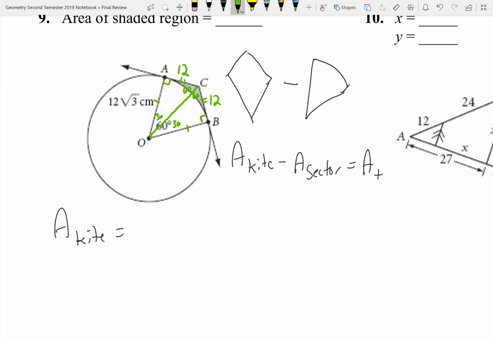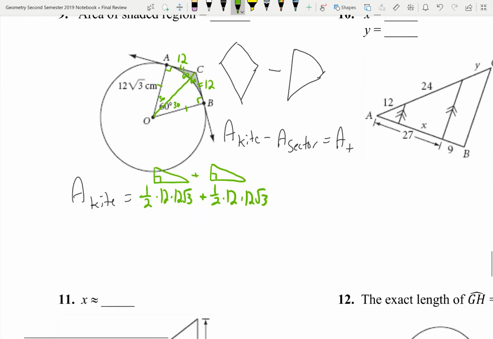And so to find the area of the kite, what I would do is just find the area of each triangle separately. So I would go 1/2 times 12 times 12 root 3 plus 1/2 times 12 times 12 root 3, right? I would find the area of each of the two triangles and add them together to get the area of the kite.